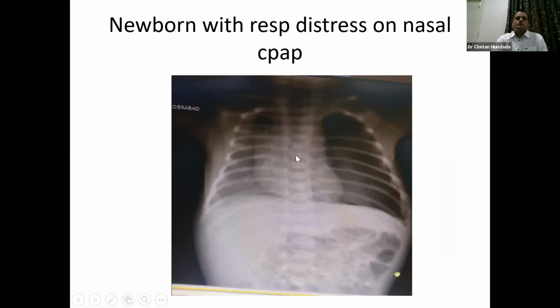So this is a newborn on nasal CPAP with increasing respiratory distress. This is again a pneumothorax, where you have paucity of vascular markings on the left side, and there is a mediastinal shift.